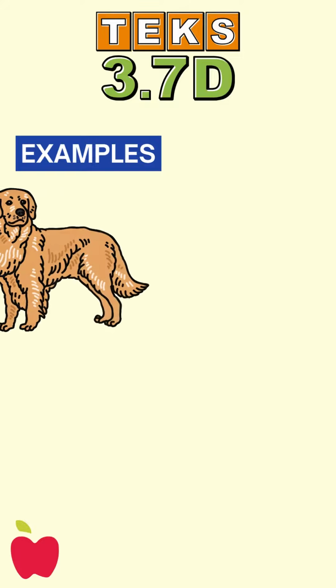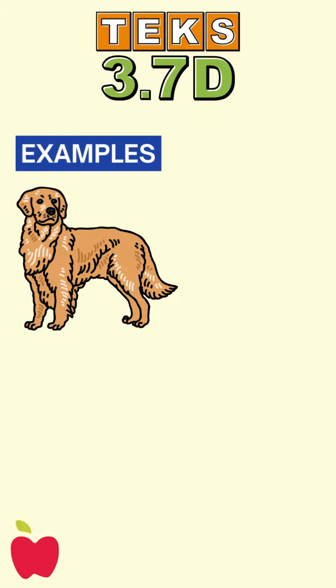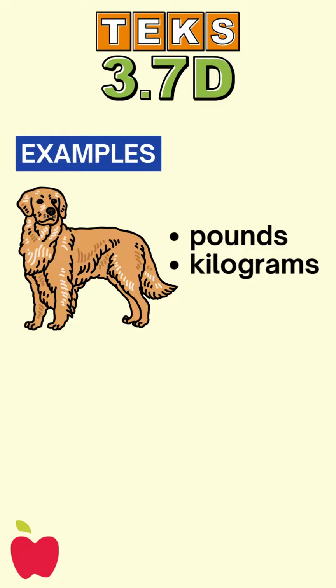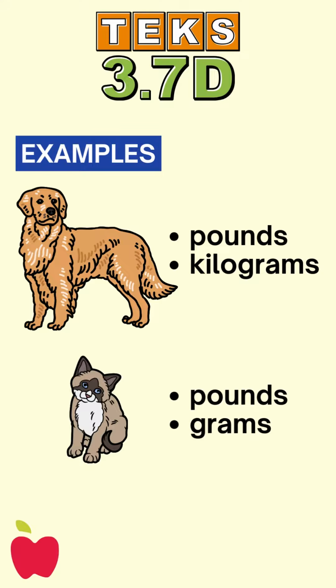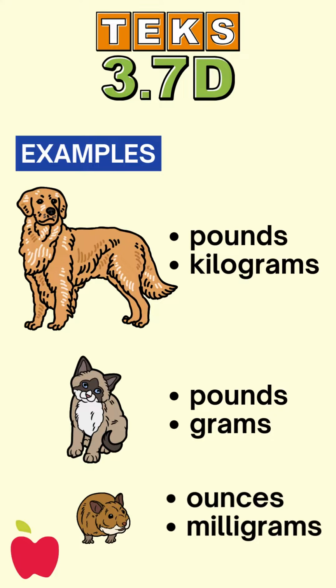For something like a dog, the vet might measure its weight in pounds or kilograms. For smaller pets, like a cat, they could use pounds or grams. And if you're measuring something very small, like a hamster, you might use ounces or milligrams.